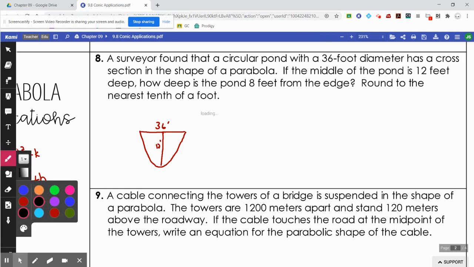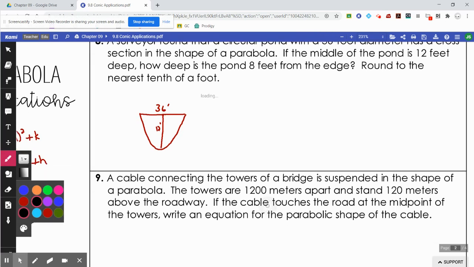Okay, what we're going to do, we're going to identify some points on this parabola. This is one way of working it. We're going to let the middle of the surface of our pond be the point 0, 0. And if we go down, that means our vertex here would be located at 0, negative 12. That means that we're going to have points on the right side and left side of the pond. If it's 36 feet across, this would be the point 18, 0, and this would be the point negative 18, 0.